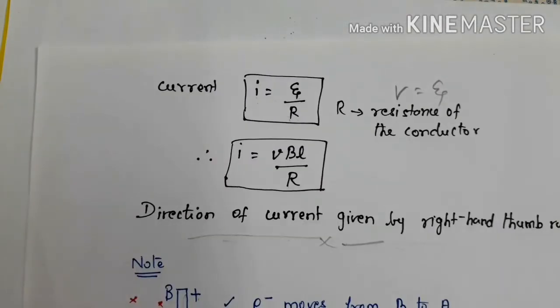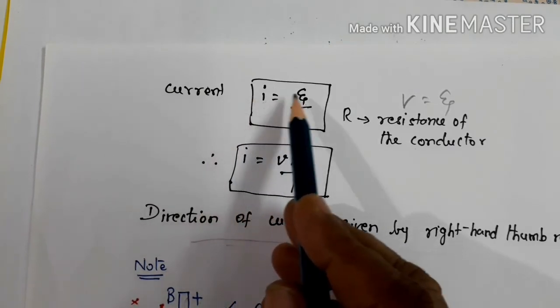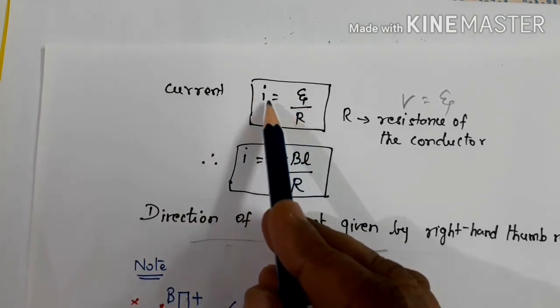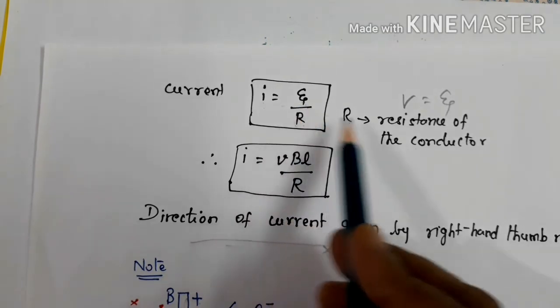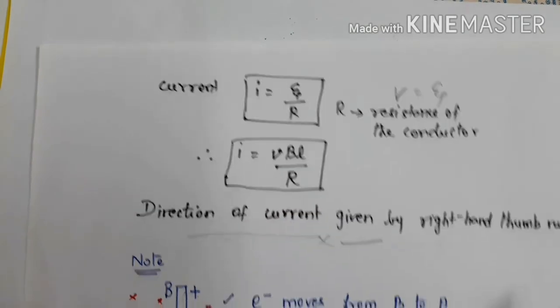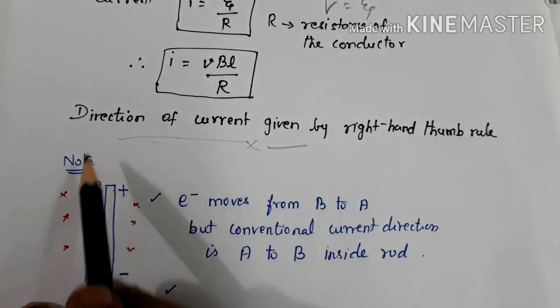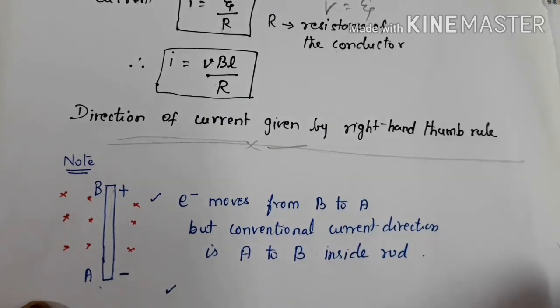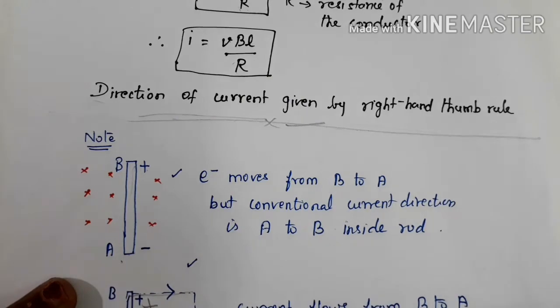Next you are going to find the current. Already you know the current value I is equal to epsilon by R, by Ohm's law; instead of V I am replacing it with epsilon. R is the resistance of the conductor, and the epsilon value is vBL. Substituted. The direction of the current is given by the right hand rule. Children, till this point you write, it is enough, but anyhow you note this down. In the exam, if you write till this, it is enough.